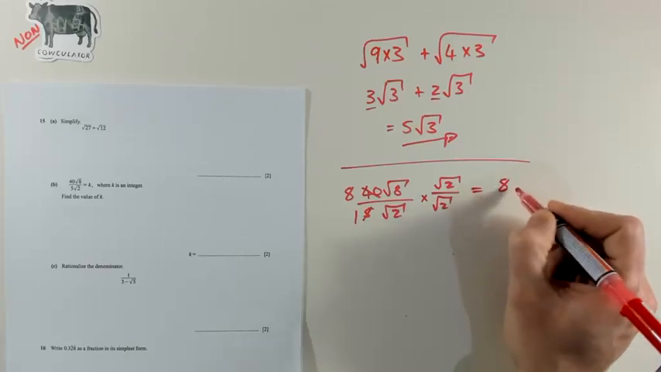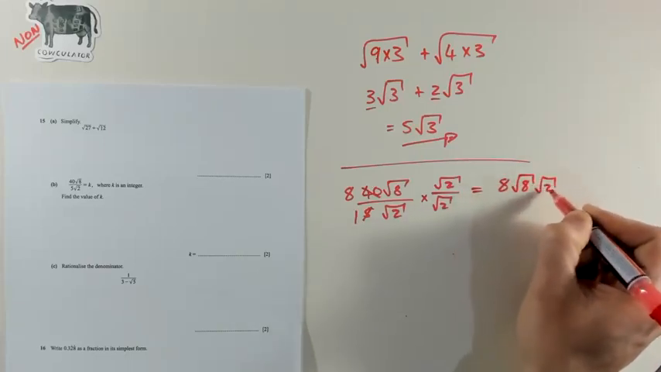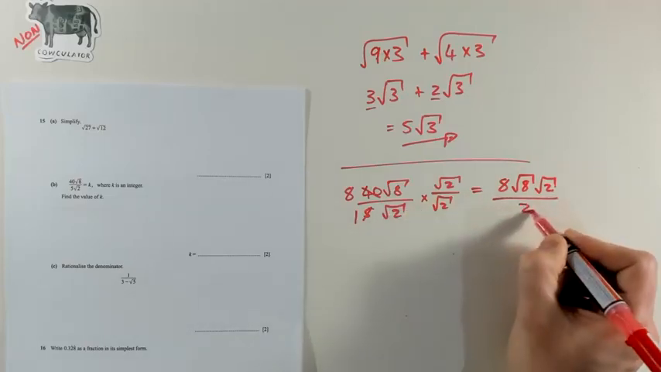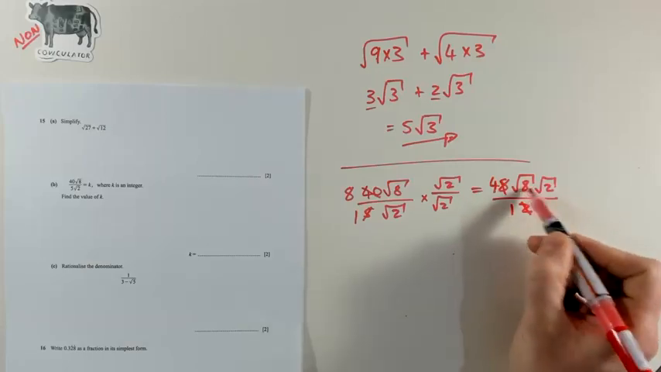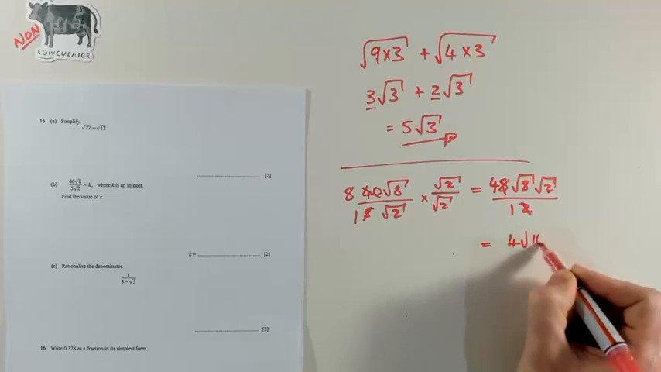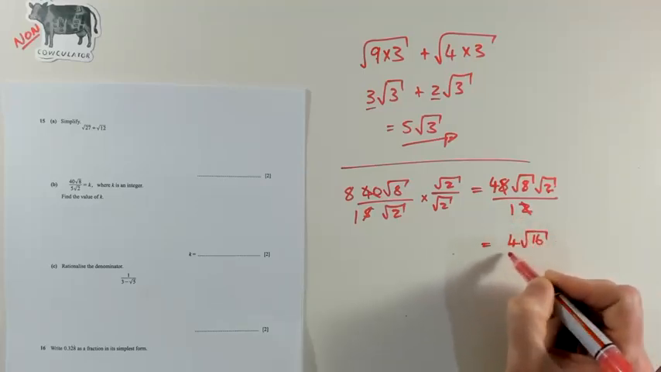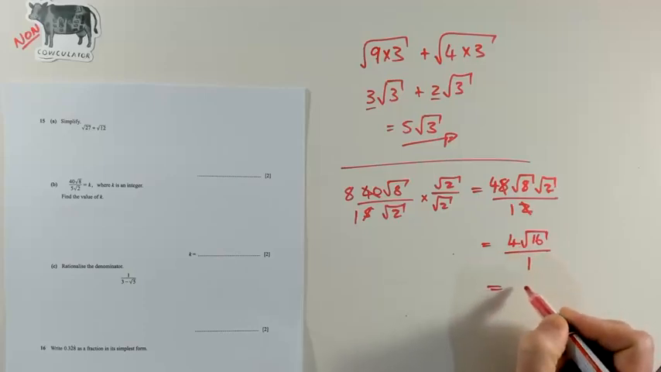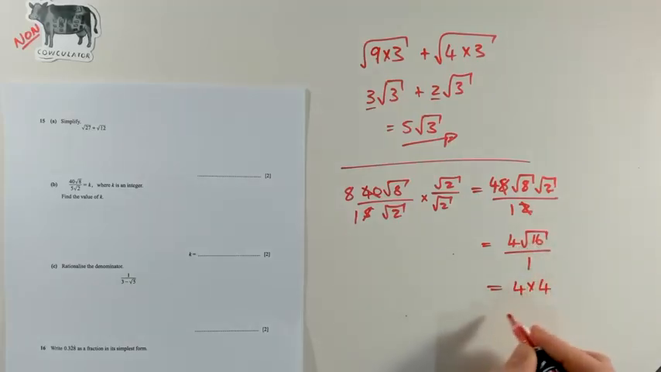and by doing this I'm going to be left with 8 times the square root of 8 times the square root of 2, and here I'm just going to have a 2 at the bottom, and that 2 is going to cancel out with the 8 at the top. And then 8 times 2 there is actually going to be 16. So I'm going to be left with the square root of 16 times 4 all over 1. Okay, let's write it. And then I'm left at the end with 4 times 4 because the square root of 16 is 4. And then 4 times 4 is just 16.